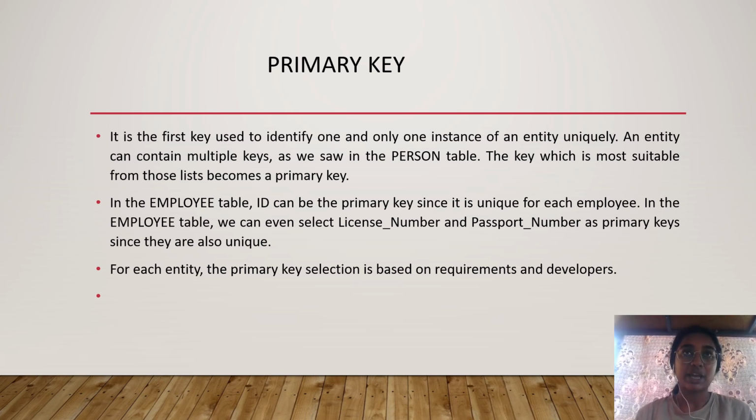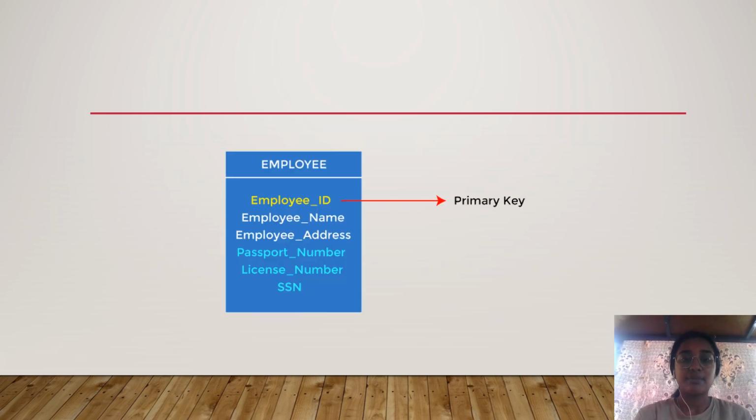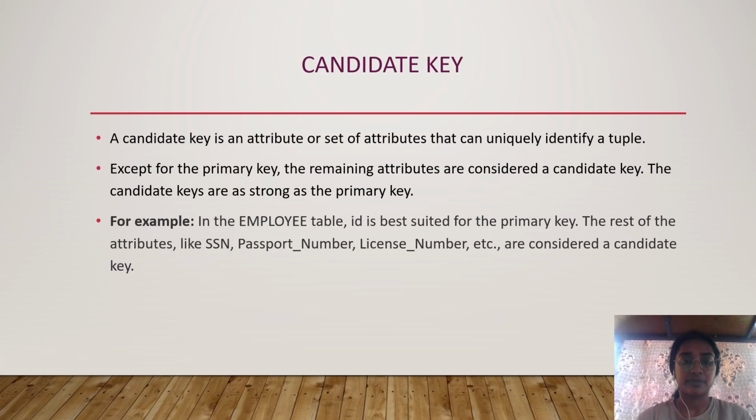For each instance, the primary key selection is based on the requirements and development. For example, in the employee table, the employee ID can be given as a primary key, and the address and name cannot become a primary key because of multiple instances.